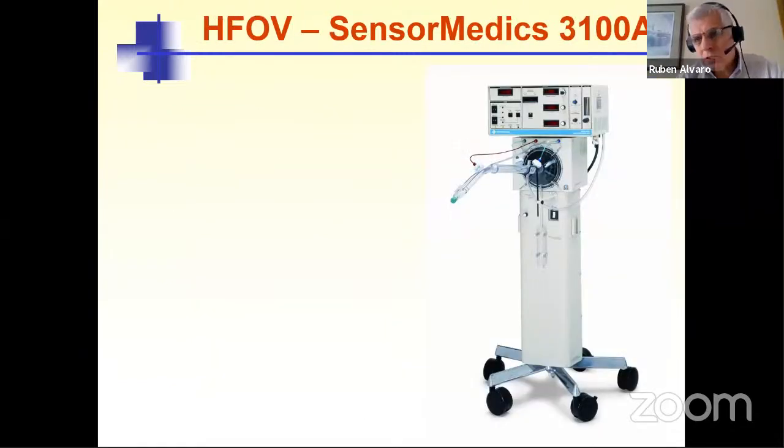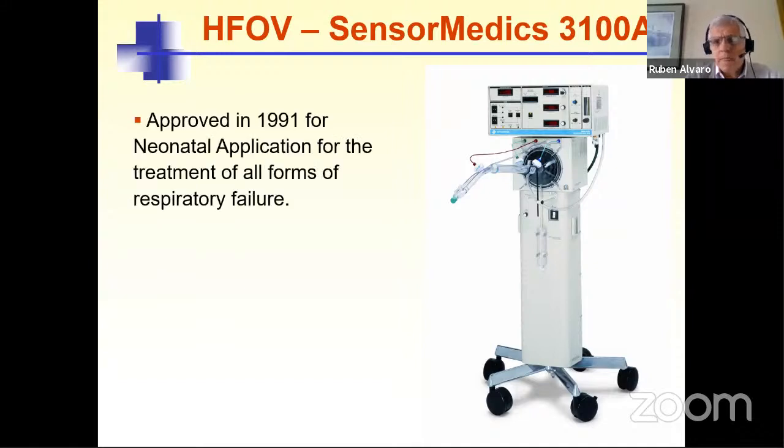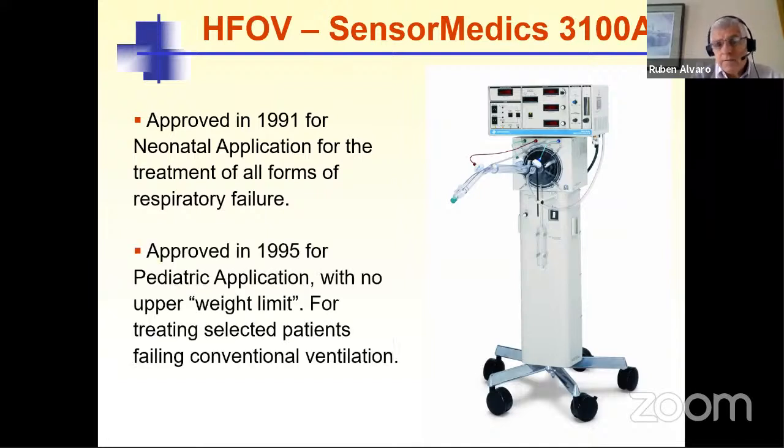So let's talk about the oscillator first, and then we're going to talk about the jet. One of the first oscillators developed for use in newborn babies was the SensorMedics 3100A. The 3100B is usually used in pediatrics. This is a big, very bulky machine that was approved in 1991, at least here in North America, for neonatal application for the treatment of all forms of respiratory failure. In 1995, it was approved for pediatric application with no upper weight limit for treating selected patients failing conventional ventilation. So at the beginning, it was used mostly as a rescue.